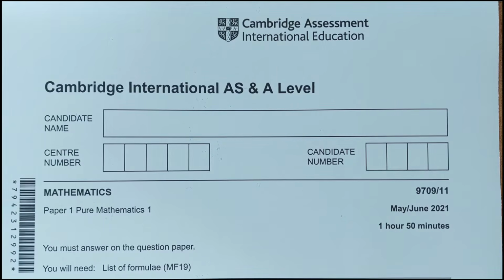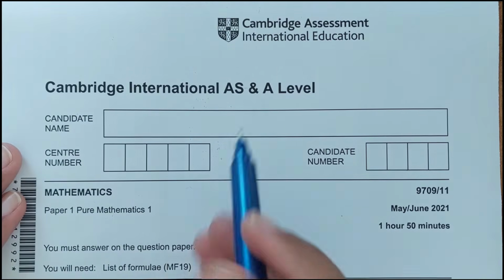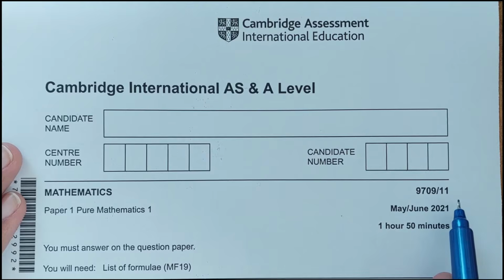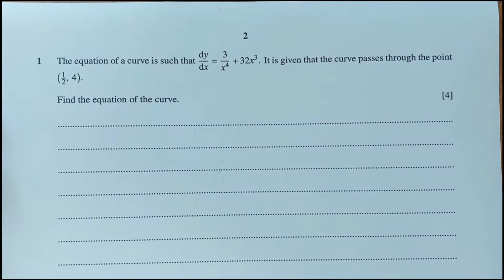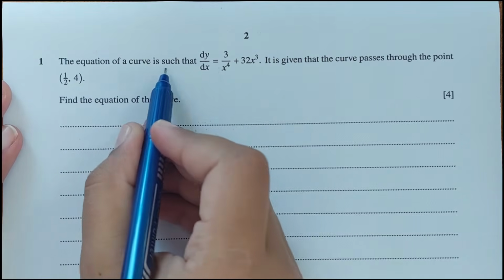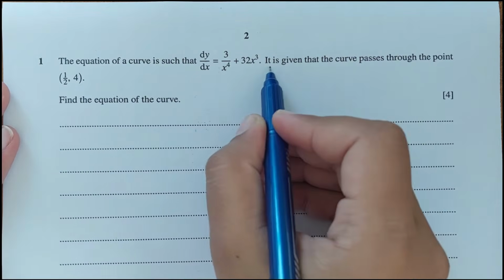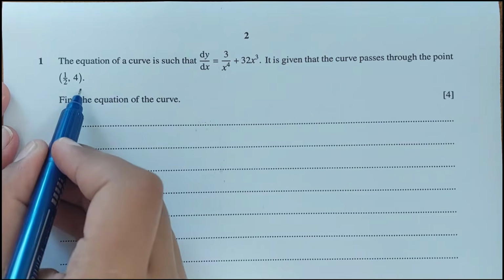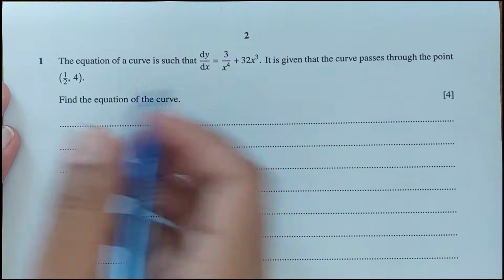Hi everyone, in this video I'm going to solve A-Levels Pure Mathematics Paper 1, May-June 2021 session, Paper 1-1. So let's start with the first question. Question number 1. The equation of a curve is such that its second derivative is given. It is given that the curve passes through the point (1/2, 4). Find the equation of the curve.